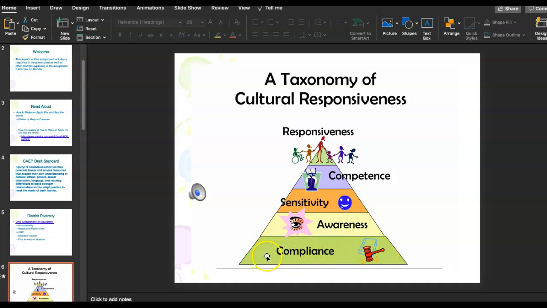Most of us are at least compliant. We all want to be up in responsiveness. And it takes awareness and sensitivity and competence to reach this level.